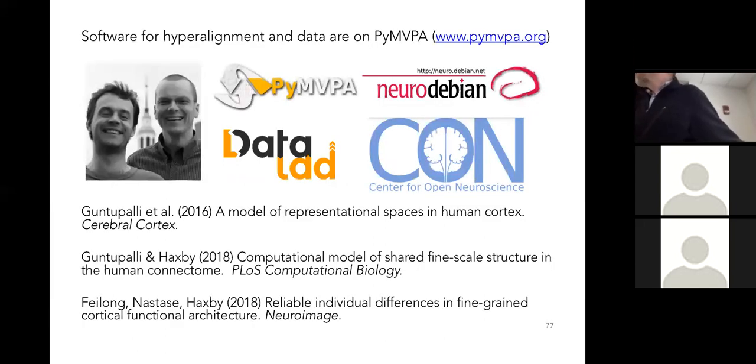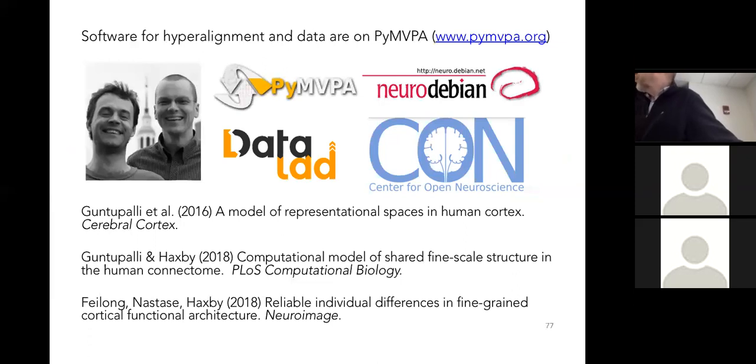And then I want to finish with this slide just to plug the work of Yaroslav Halchenko and Michael Hanke, who are the developers of these wonderful software packages. All the software for hyperalignment is on the PyMVPA platform. I think you people use NeuroDebian here, right? Yarek is the director of the Center for Open Neuroscience at Dartmouth. They're both huge advocates of open neuroscience, free and open source software, openly shared data with no strings attached, and open instructional materials.